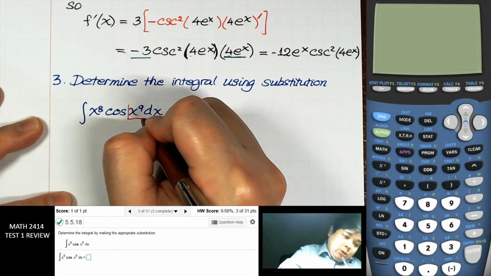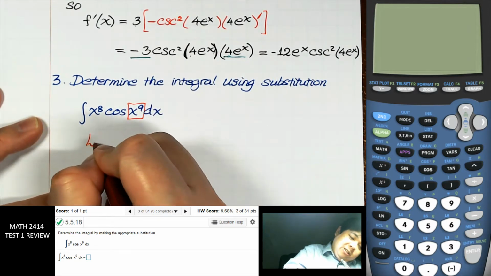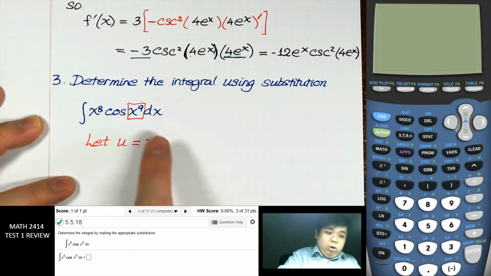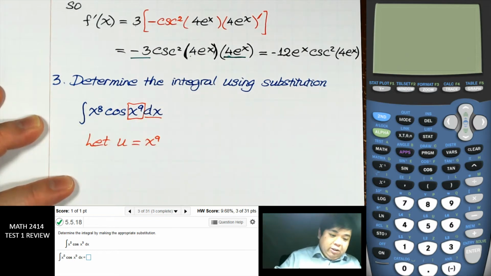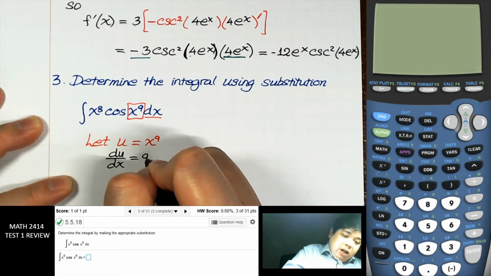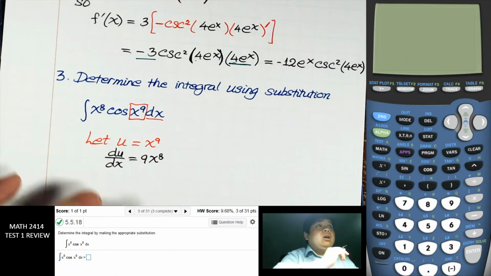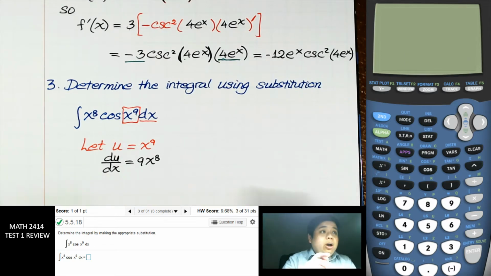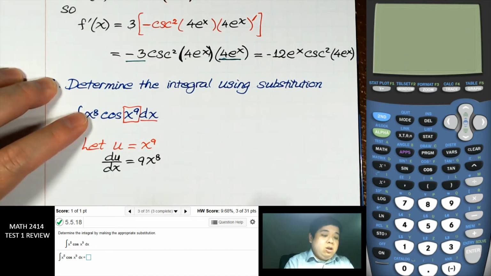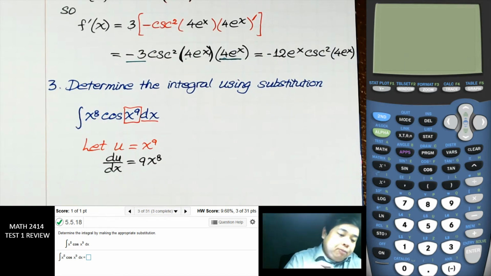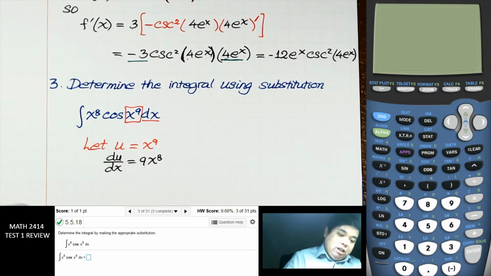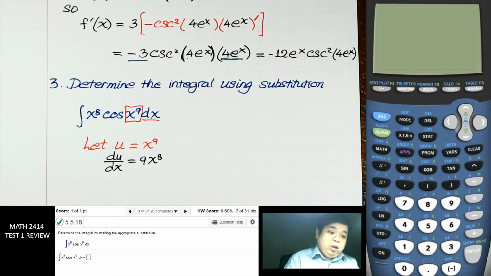So we'll let u equal x to the 9. And then in order to find dx, we'll take the derivative, which is 9x to the 8 power. Usually whatever we let equal u, when we take the derivative, that should cancel with the rest of the problem. All the x should be cancelled. So the derivative x to the 8 should cancel with x to the 8. That way we know the substitution is correct.